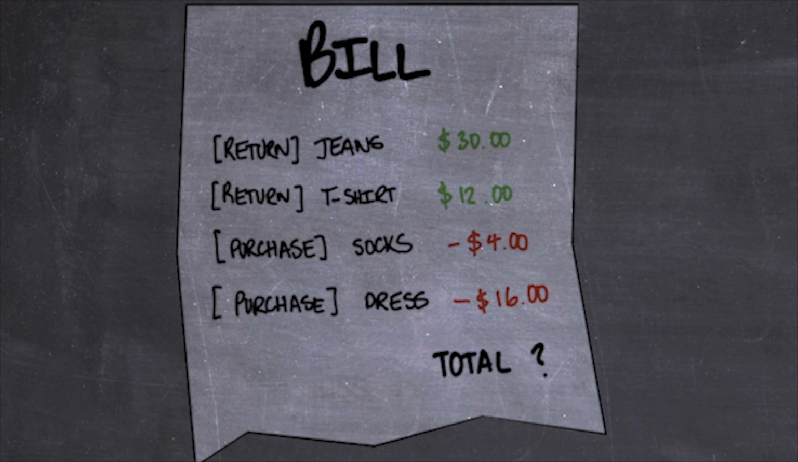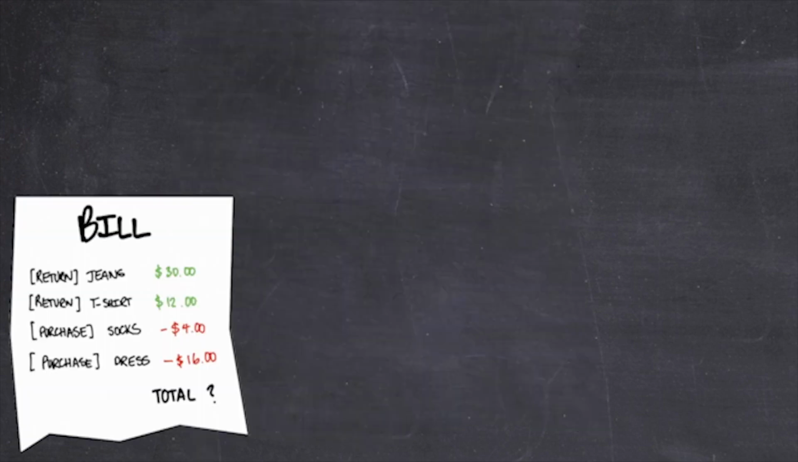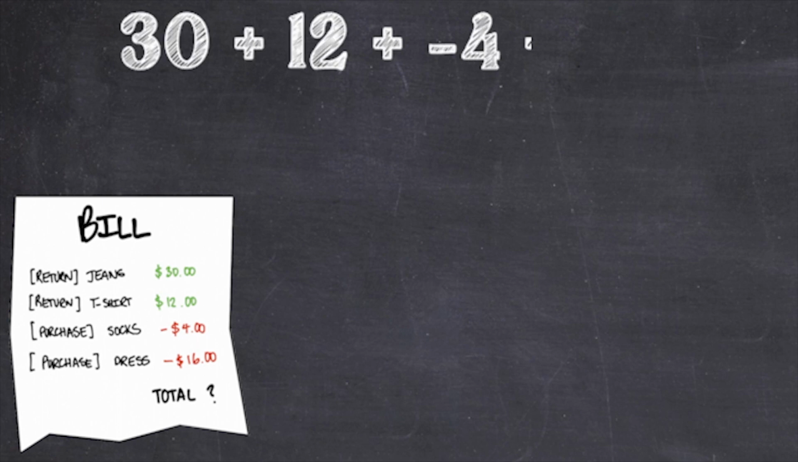Will Isabel have to pay the store clerk, or will she receive money from the store clerk? Pause the video and try to come up with the answer. For this problem, we want to add up all the values: 30, 12, -4, and -16. If after adding up all the numbers we get a positive number, then Isabel will get some money back from the clerk. If adding up all the numbers we get a negative number, then Isabel owes money to the clerk. Let's see what the addition leads us to.